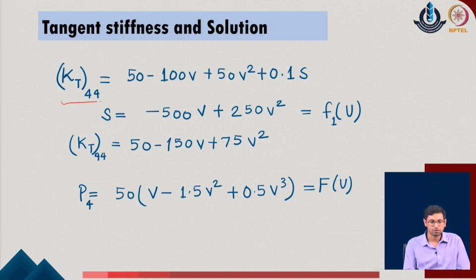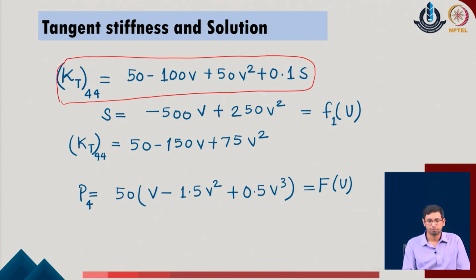The k of t was obtained as 50 minus 100 v plus 50 v square plus 0.1 s. You can refer to the standard expression which we described in the previous lecture, where we did the problem on the truss part using the geometrically nonlinear formulation. The force which is active on the member S was also evaluated, and that came out to be this value.